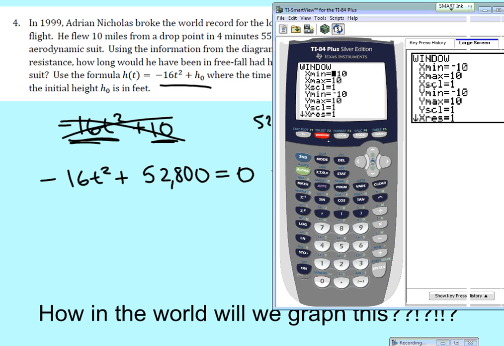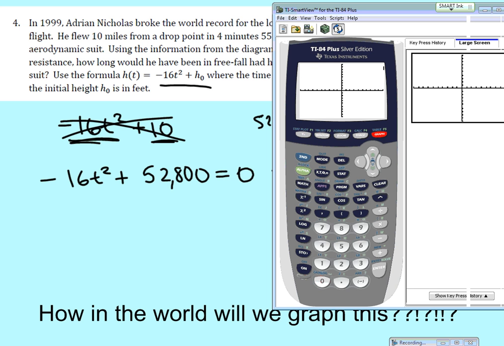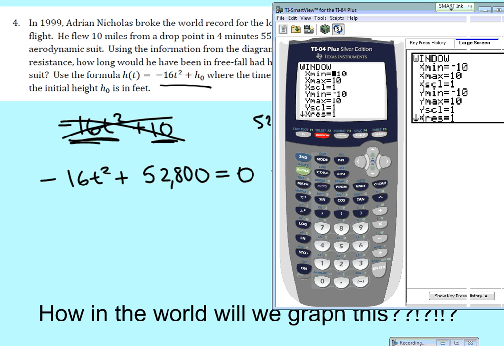Now, if I just keep it as my regular window like that, nothing is going to show up. That's because my scale is completely outside of where I'm looking. So what I want, though, is to kind of think about this. X is my time. That's how long it takes. So I'm not starting at a negative time, and it's going to be in seconds, so it's going to be quite a few seconds. So if regularly he dropped 10 miles and it took him 4 minutes 55 seconds, so maybe 3 or 4 minutes wouldn't be a bad place to start. So 3 minutes, that's 180 seconds.